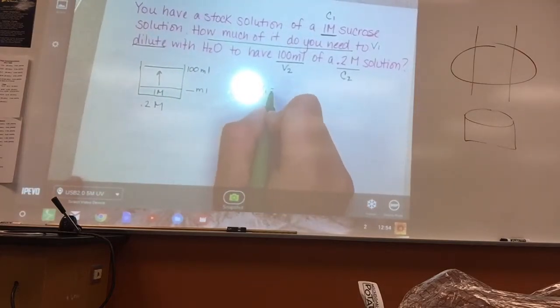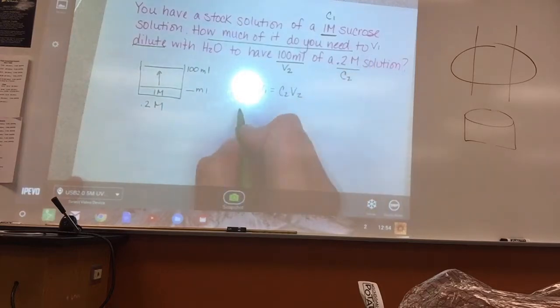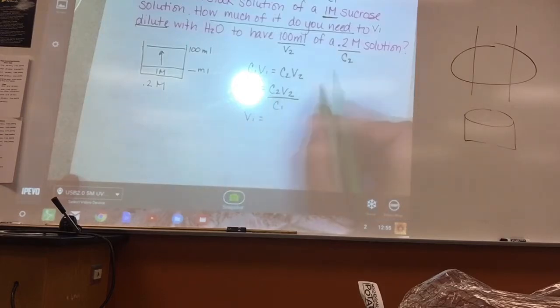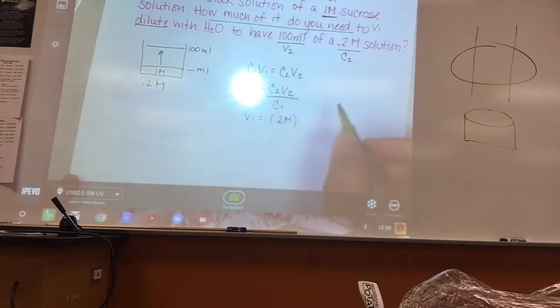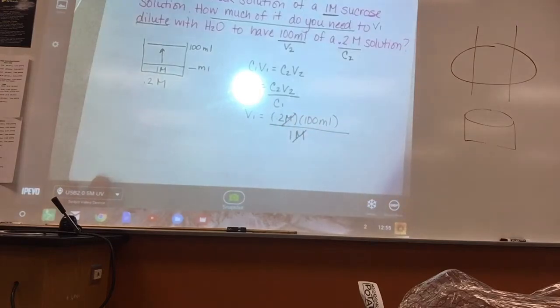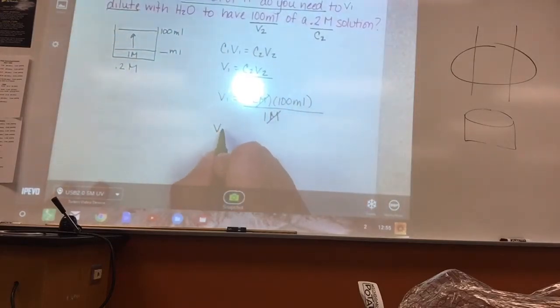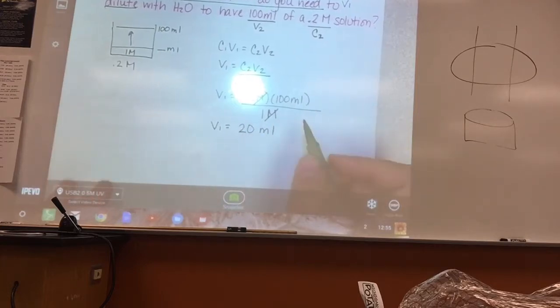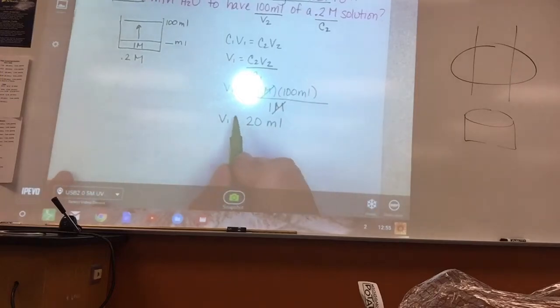So C1 V1 equals C2 V2. I am solving for V1. So I'm going to change the equation here. I'm solving for V1 and plug in my numbers. So V1 equals C2, which is 0.2 molar, times V2, which is 100 milliliters, divided by C1, which is 1 molar. So therefore I cross out my molarity, I'm left with milliliters. So V1 equals, what did I end up with? 20 milliliters.